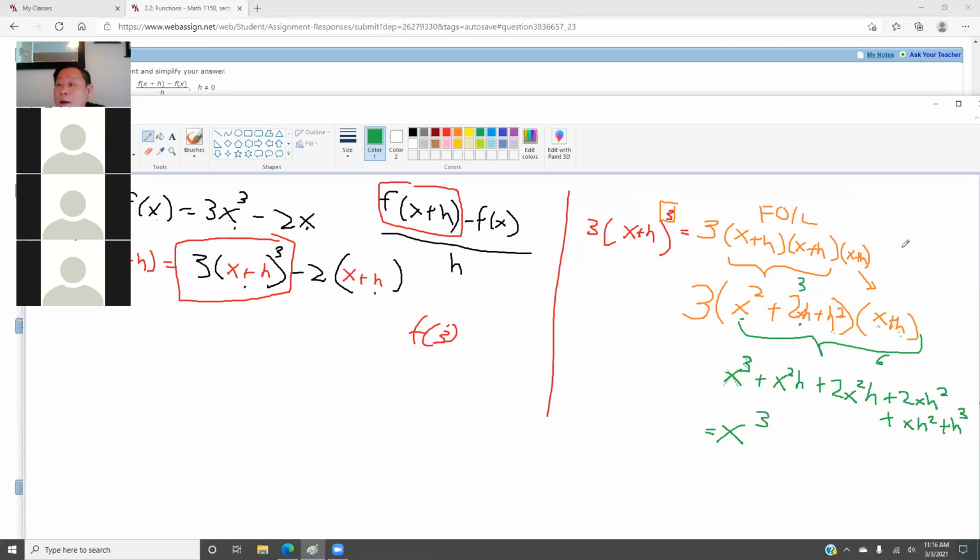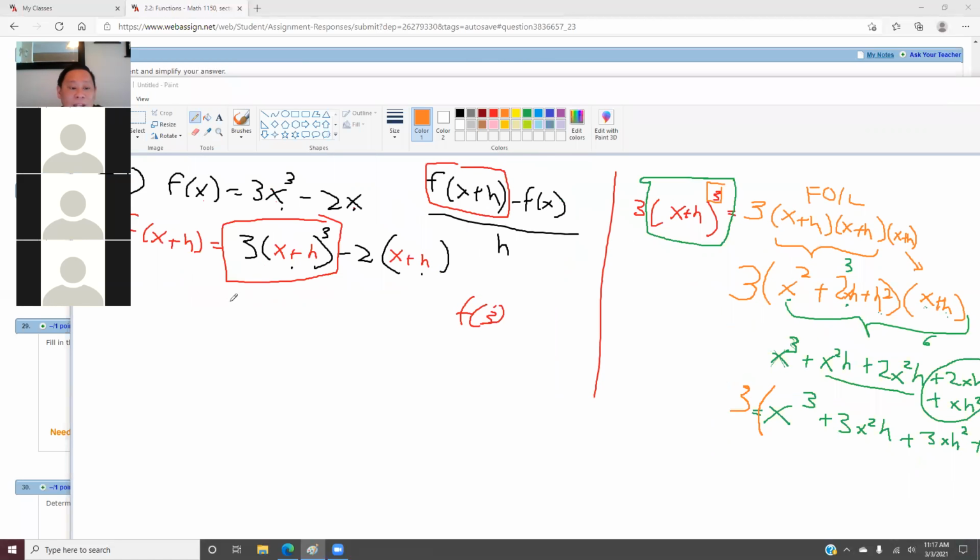So x cubed is by itself. This will give me 3x squared h. This will give me 3xh squared, and then h cubed. So this is just doing x plus h to the power of 3. And then the last thing you need to do is you have to take all this and multiply it by 3.